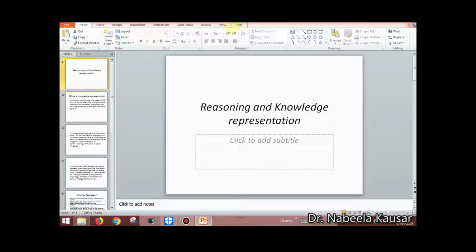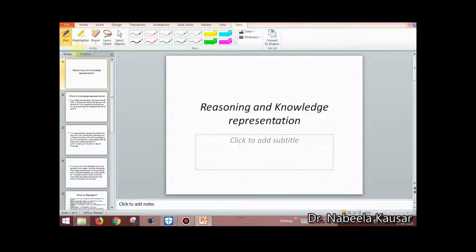As we discussed in class, knowledge representation is presenting the knowledge to the machine, and reasoning is interpreting the knowledge. Means, in reasoning and knowledge representation, the machine is presented with the knowledge and then the machine interprets this knowledge to make complicated decisions or to perform complicated tasks. So we will continue today.